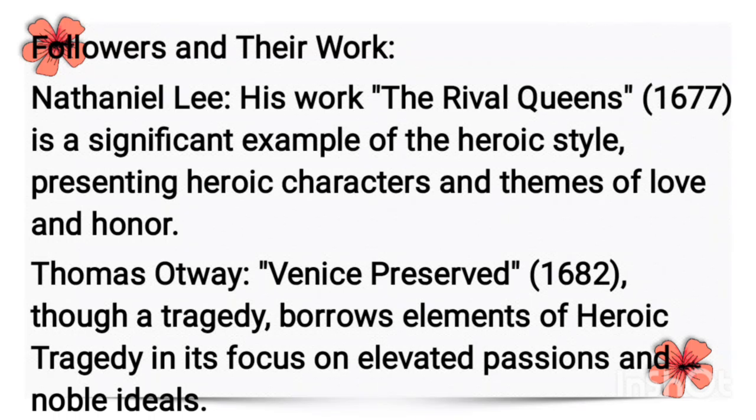Followers and their works. After Dryden, other writers picked up on the style. For example, Nathaniel Lee's The Rival Queens in 1677, which is another play with heroic characters and themes of love and honor. Then Thomas Otway wrote Venice Preserved in 1682, which is more of a traditional tragedy, but it still includes some elements of heroic tragedy like high emotions and noble ideals.